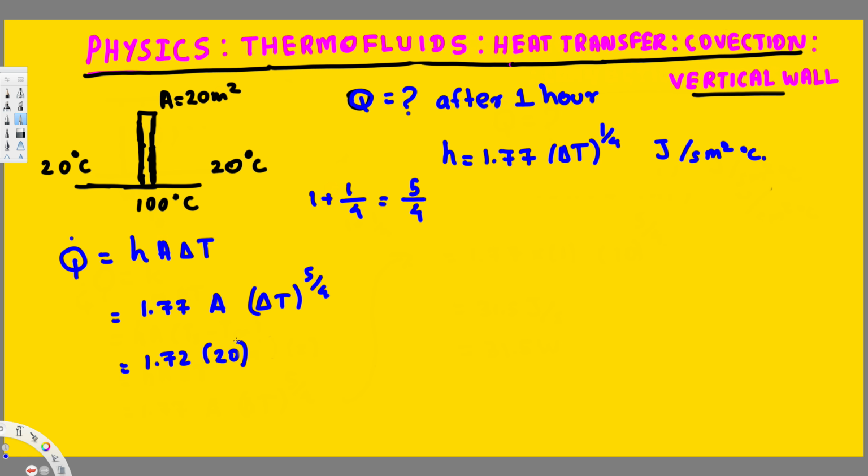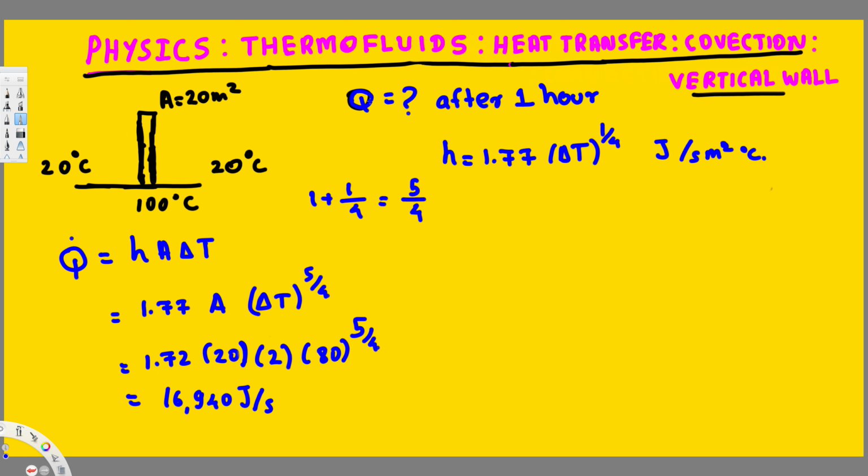Now here we have this 20 meters square. Since we have heat transfer on both sides, we have to multiply this one by 2. And the temperature difference is going to be 100 minus 20, because surface minus surrounding, so this is going to be just 80. 80 to the power 5 over 4. And if you calculate this value, you should get 16,940 joules per second.